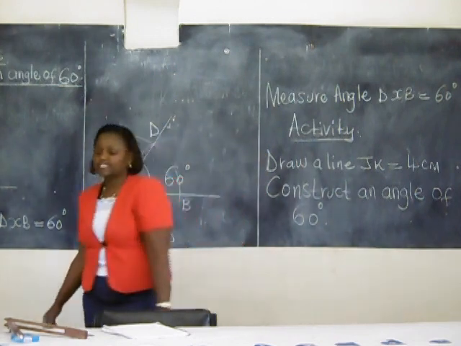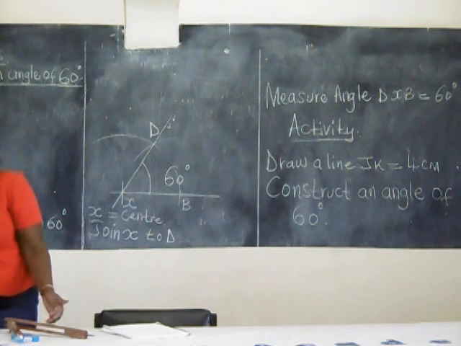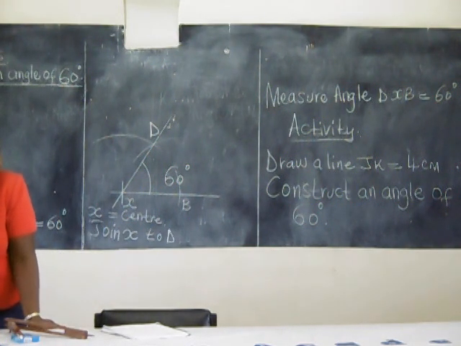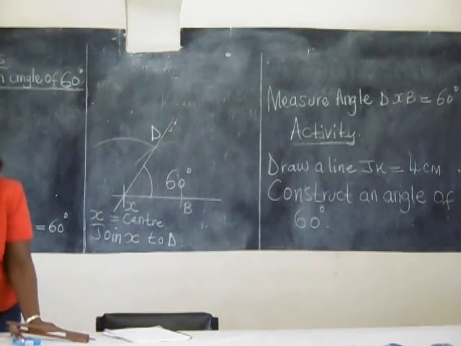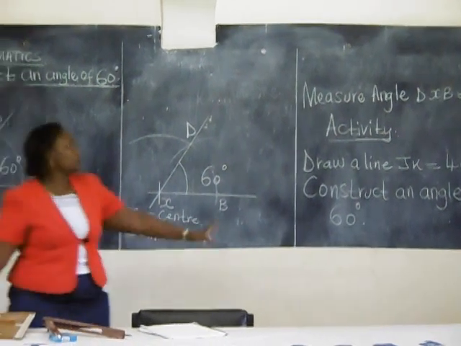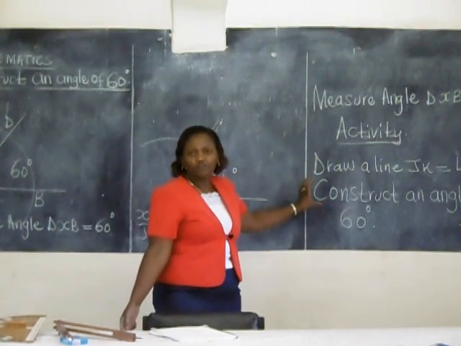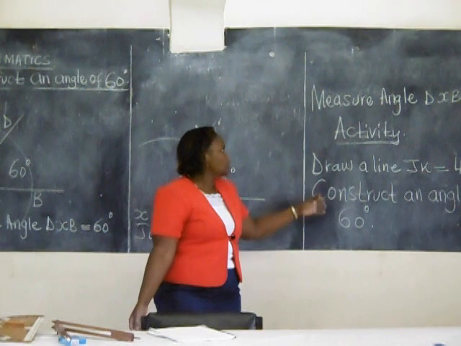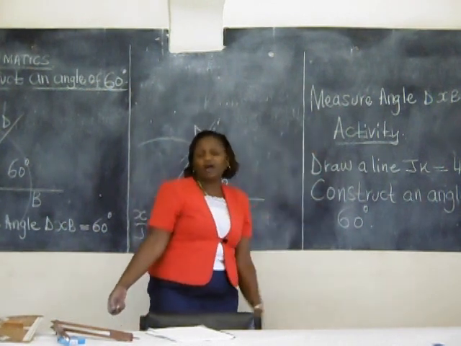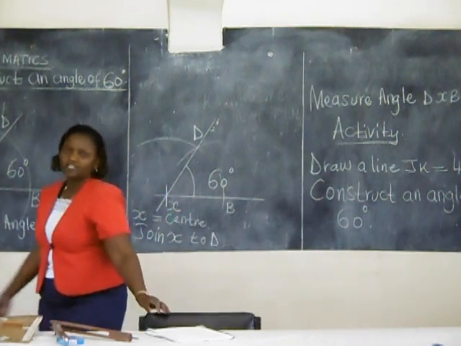Are we together, class? Since I have realized that most of you are able to construct that angle of 60 degrees, this time you will continue practicing. This time you will measure your line. So in the next lesson, I will check and see whether you have done it correctly.